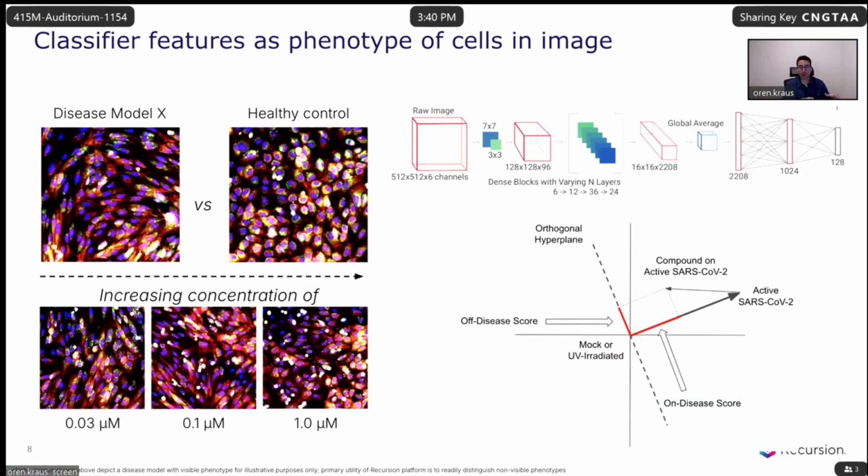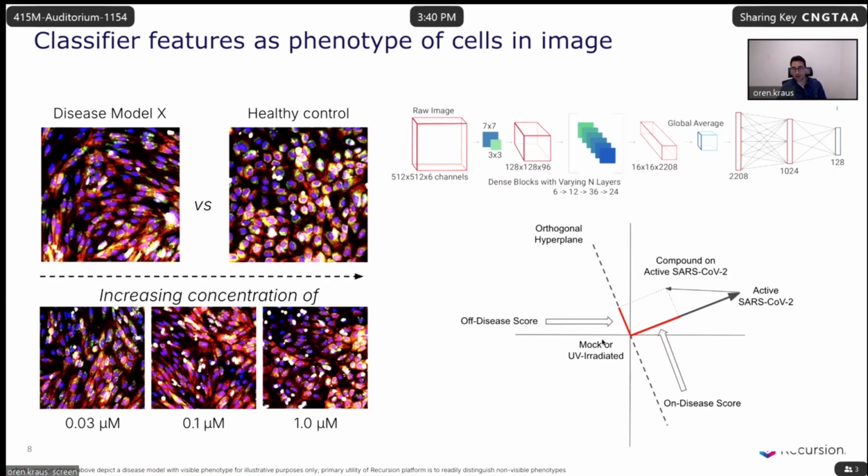And to do that, we need really good representations of what's going on in the images, ideally ones that can deal with all the batch effects that show up between different experiments. And that's where I'll spend the bulk of the talk today, is how we generate those. But once we have those embeddings of images, we can start to compare different conditions.